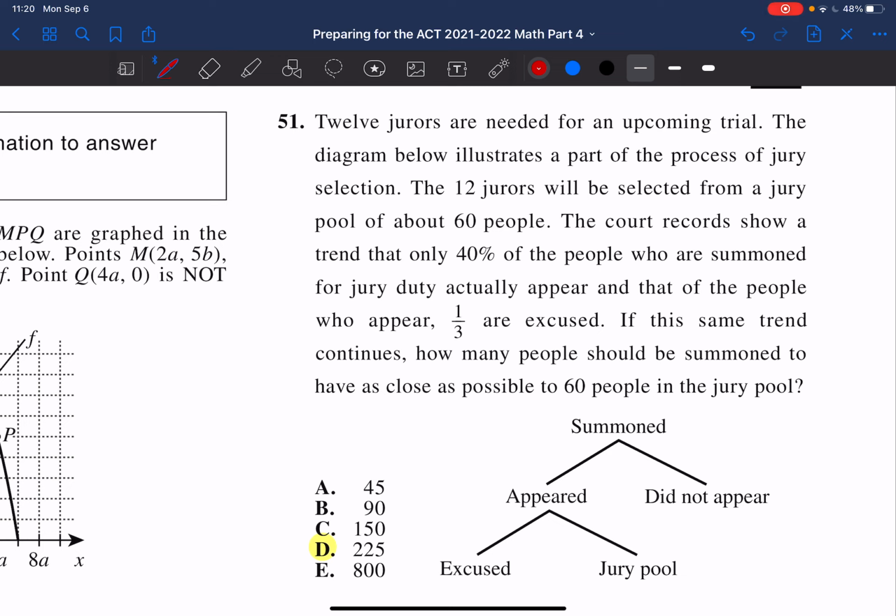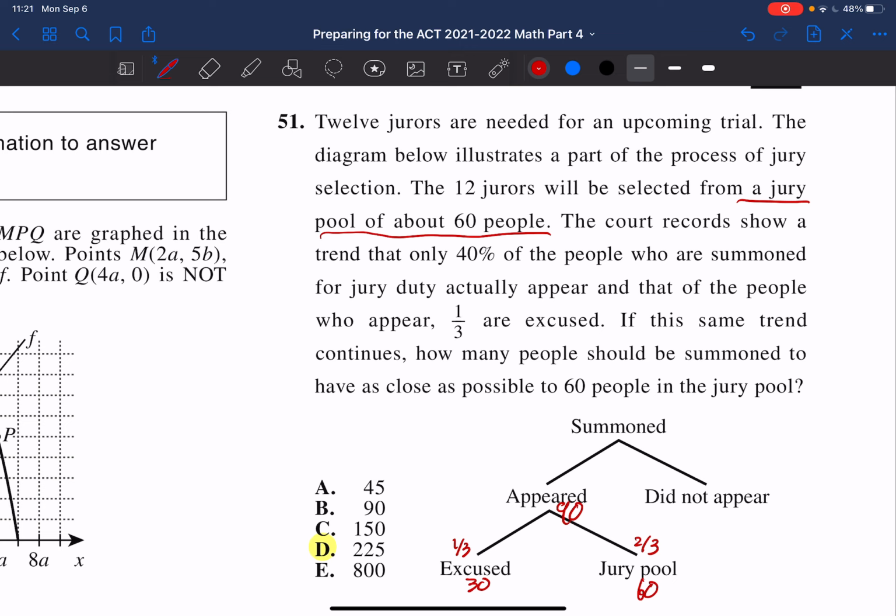So it says a jury pool of about 60 people. That means this number should be 60. Now, it says of those who appear, 1/3 are excused. And 2/3, that means 2/3 are in the jury pool. So if the jury pool is 2/3, and that's 60 people, then the excused should be half of that, should be 1/3. So we've got 30. So that means the number of people who appeared was 90.